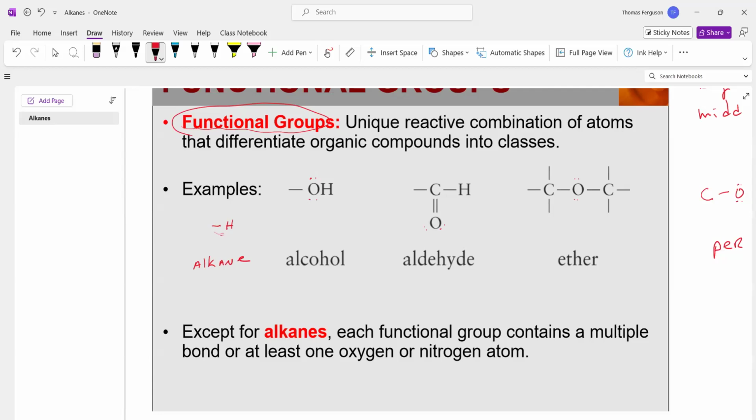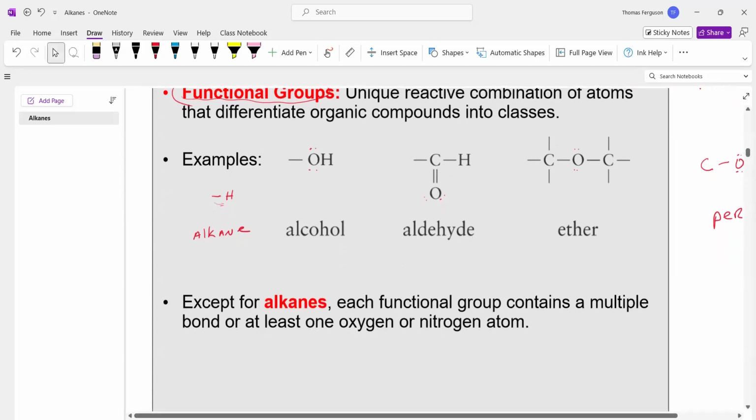Okay. Now functional groups can have all kinds of stuff as part of it. You can have nitrogen. You can have oxygen. You can have phosphorus. You can have sulfur. You can have halogens like chlorine. All that stuff is considered a functional group and covered under an additional chapter.